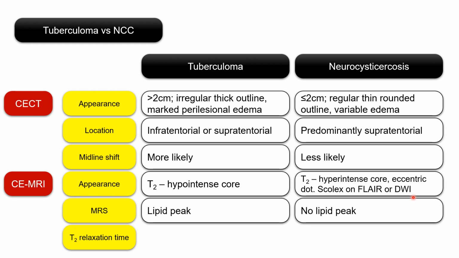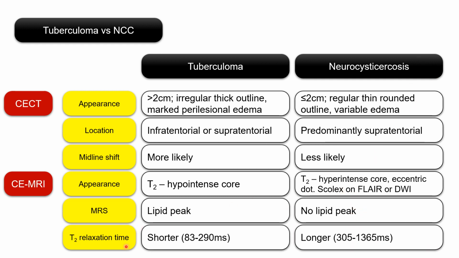If we do MR spectroscopy, tuberculoma will reveal a lipid peak characteristically. This is an important exam question. But in neurocysticercosis, there will not be any lipid peak, and the T2 relaxation time will be shorter in tuberculoma, which will be longer in neurocysticercosis.